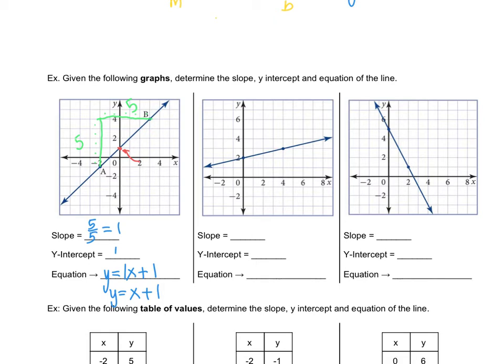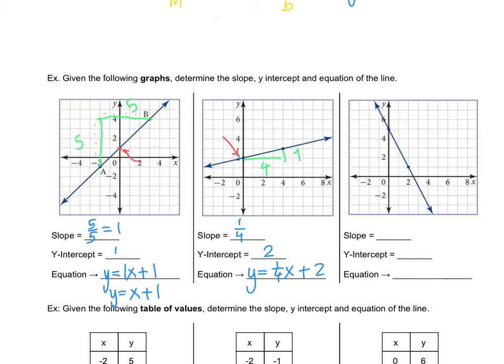All right, the next one. The y-intercept is already nicely labeled for us. It is 2. And now let's draw our little triangle from the 2 points. So I have a rise of 1 and a run of 4. The line is going upwards, so our slope is 1 over 4. Put it together, y equals 1 over 4x plus 2. Don't forget about the x.